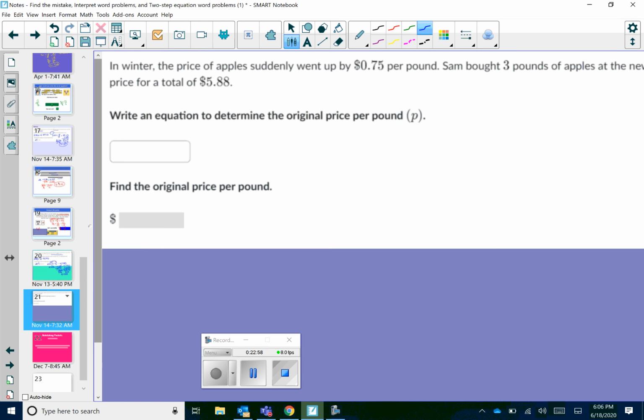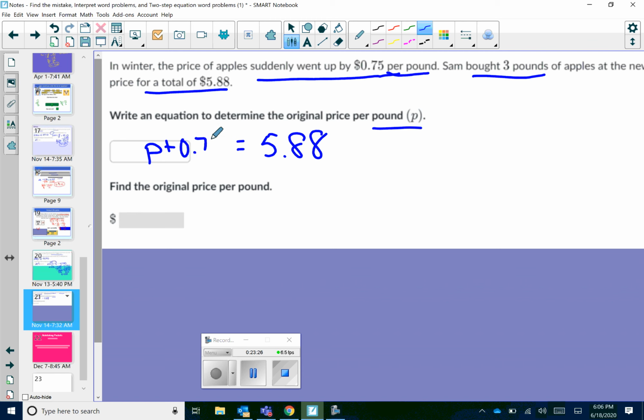In winter, the price of apples suddenly went up by 75 cents per pound. Sam bought 3 pounds of apples at the new price for a total of $5.88. Again, we're looking for an equation. Well, the total amount was $5.88. We want to know what the original price was per pound, P. We know that the price went up 75 cents. So the price per pound plus the 75 cents. And then he bought 3 pounds of them. So that's your initial equation.